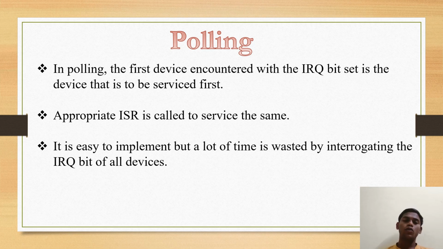Polling. In polling, the first device encountered with the IRQ bit set is the device that is to be served first. The appropriate ISR is called to service the same. It is easy to implement, but a lot of time is wasted by interrogating the IRQ bit in all devices.